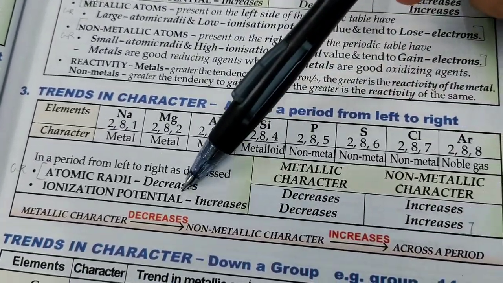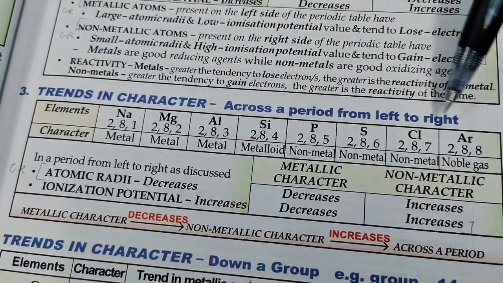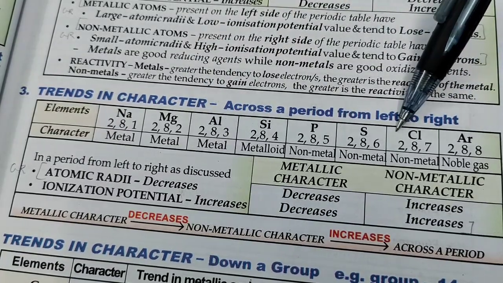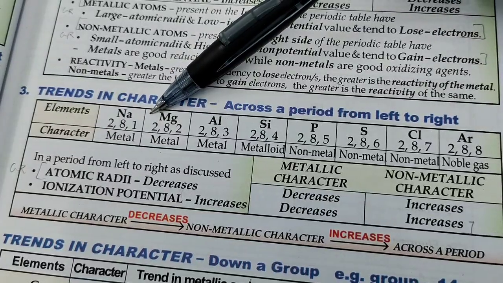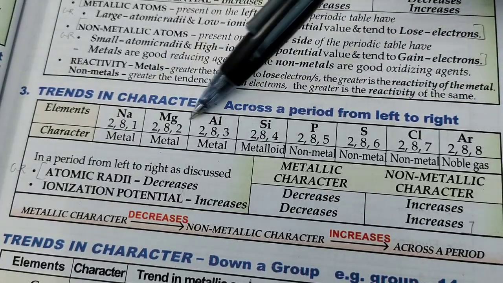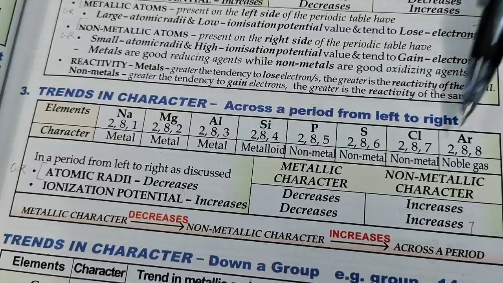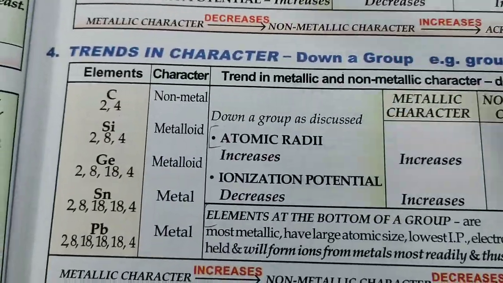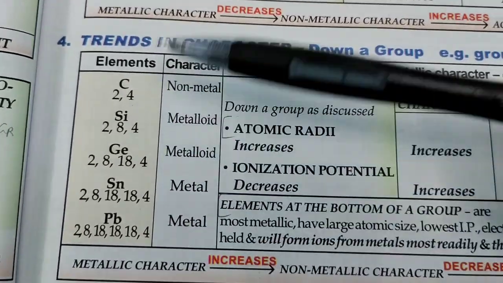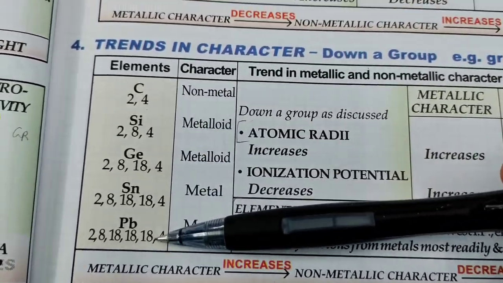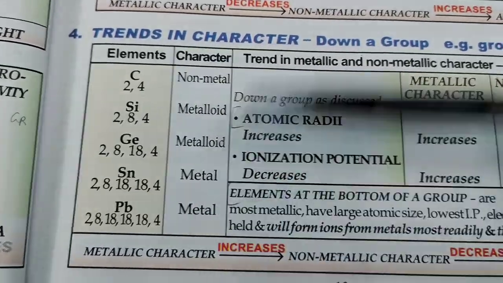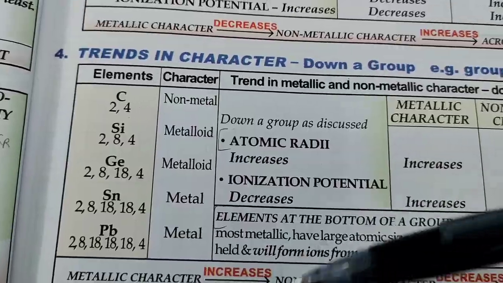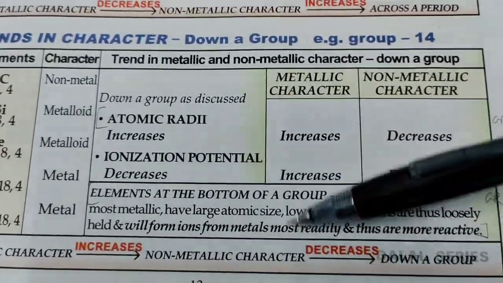Now combine these 2 points into a single GR. From left to right, metallic character decreases and non-metallic character increases because atomic radius is decreasing and IP is increasing. So it is becoming more and more difficult to lose electrons and easier to gain electrons. We're talking till chlorine, okay? We're not talking about noble gases. Down the group, again, same two factors. Atomic size is increasing and IP is decreasing. So it becomes more and more easier to lose electrons. So metallic character is increasing and non-metallic character is decreasing because it becomes more difficult to gain electrons. No contradiction here, and mark this section as a separate GR.